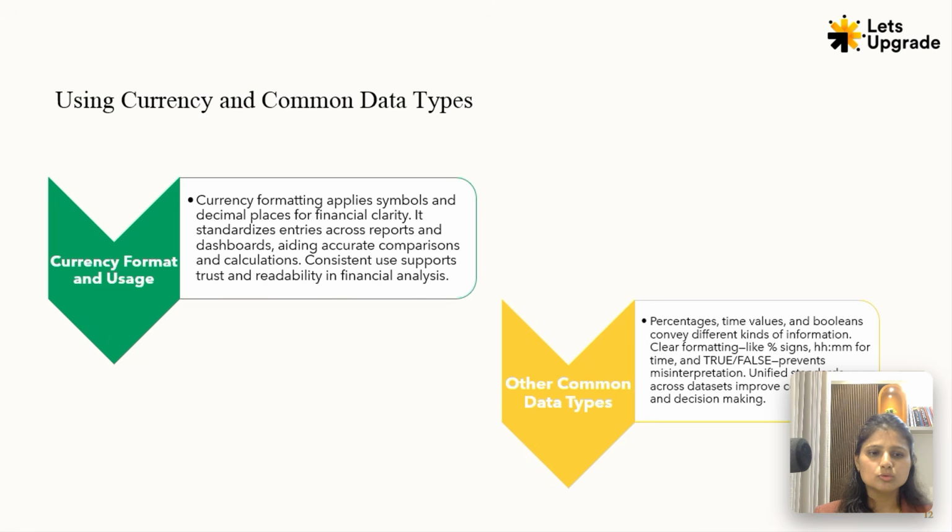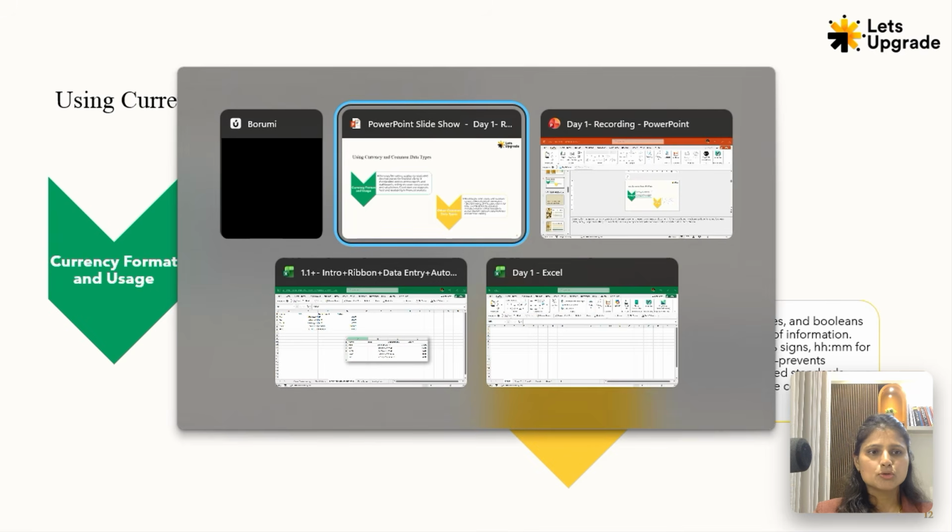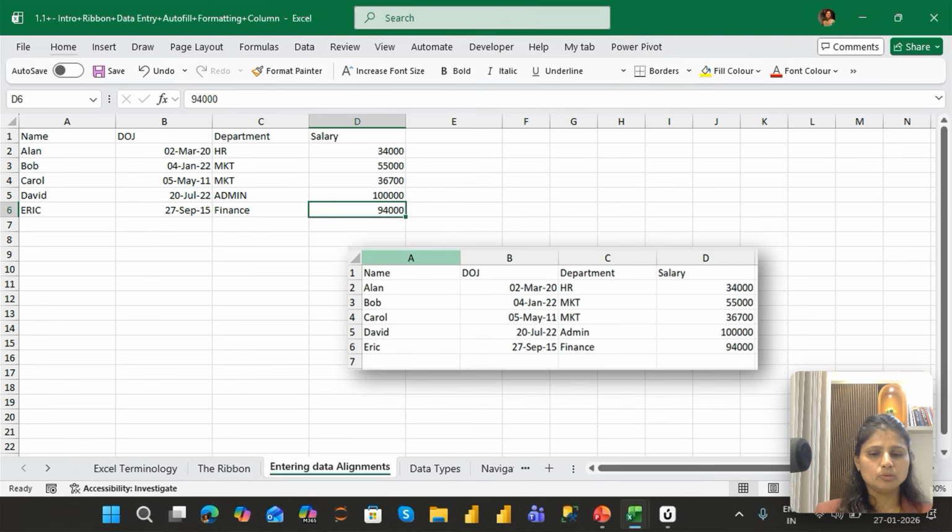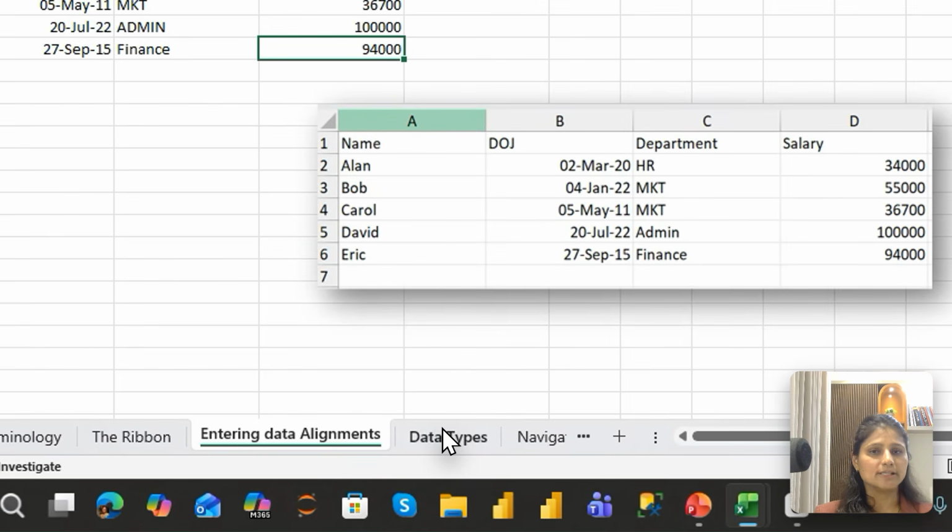You may change them to a fraction part. You can change them to hours, minutes, seconds, or date and time, or maybe you can change them to true and false. Let's do that on the screen. So I'm coming back to my Excel window. We are working on the sheet called data types.